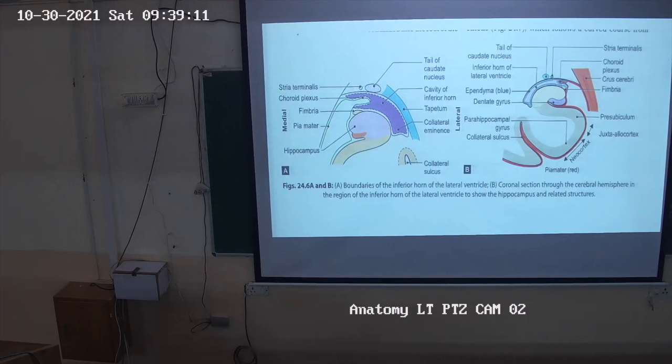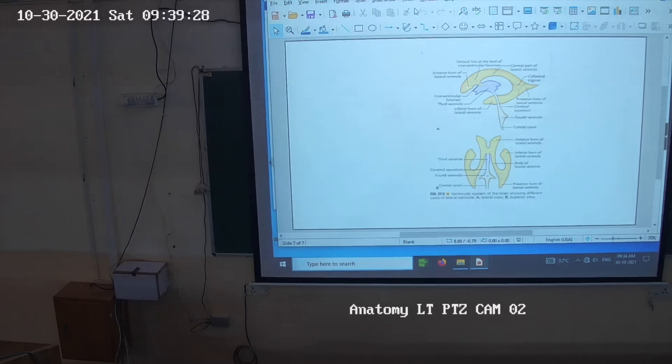The point is that you people have forgotten this. Now see this diagram. This is the anterior horn, this is the central part of the lateral ventricle, this is the posterior horn, and this is the inferior horn. There is no demarcation between the anterior horn and the central part. Just by an imaginary line, we differentiate the anterior horn from the central part. Posteriorly, at the junction of the posterior and inferior horns, you see a triangular structure called the collateral trigone.